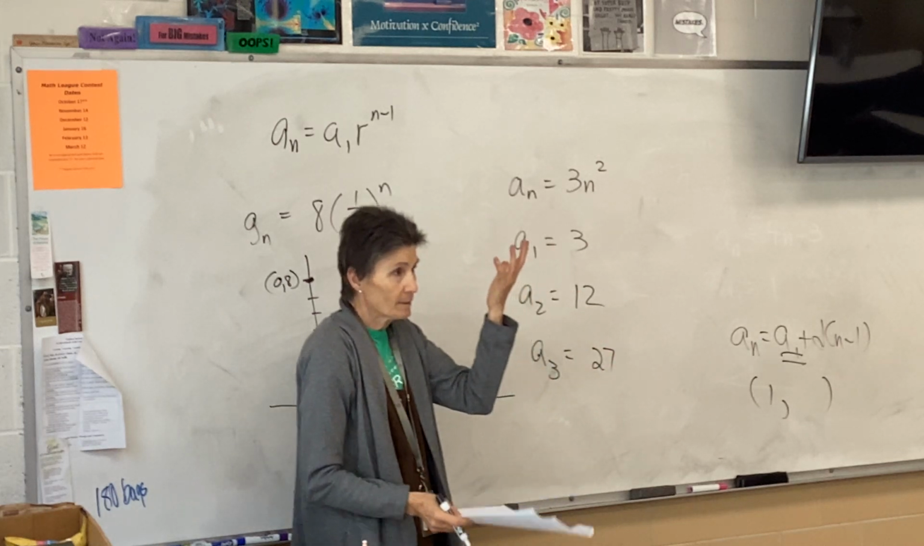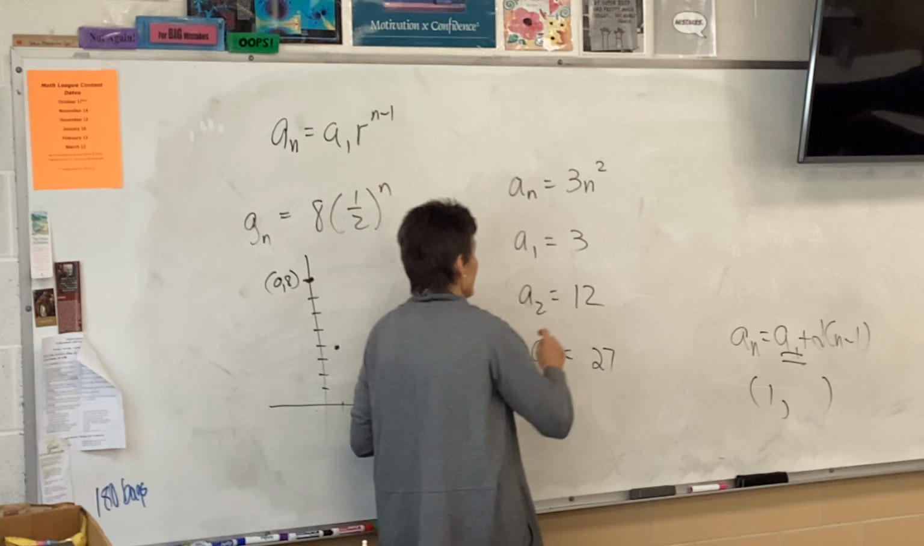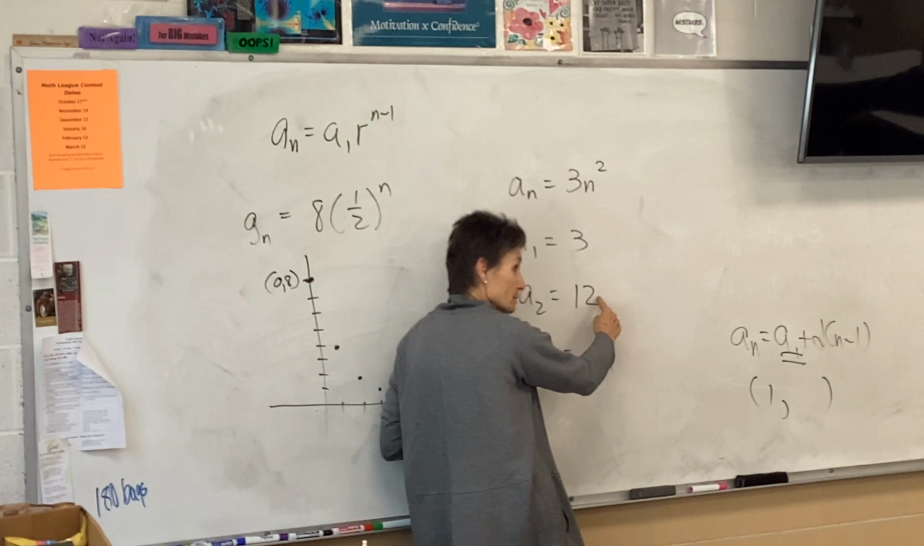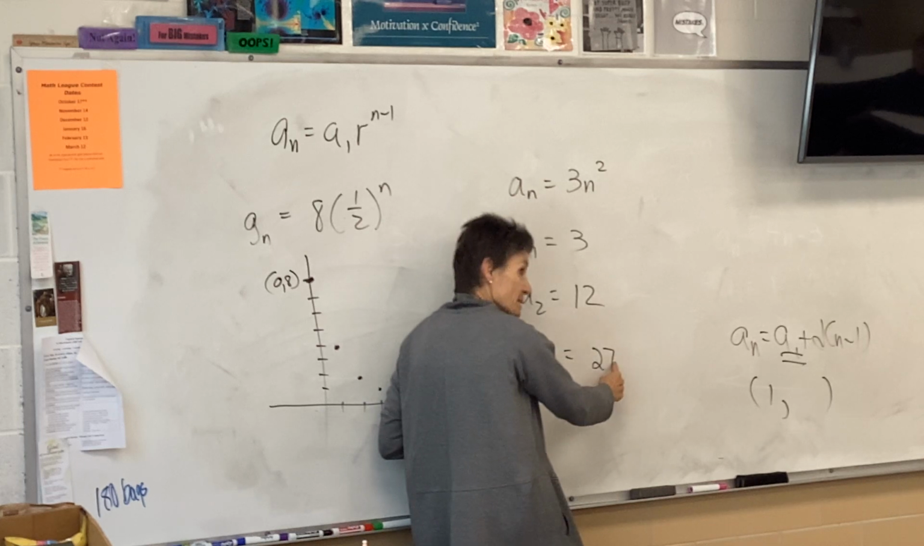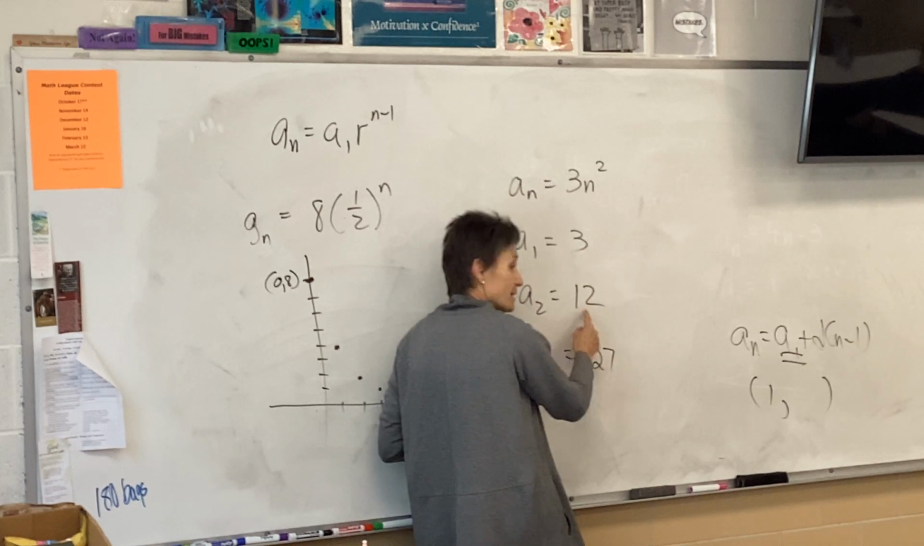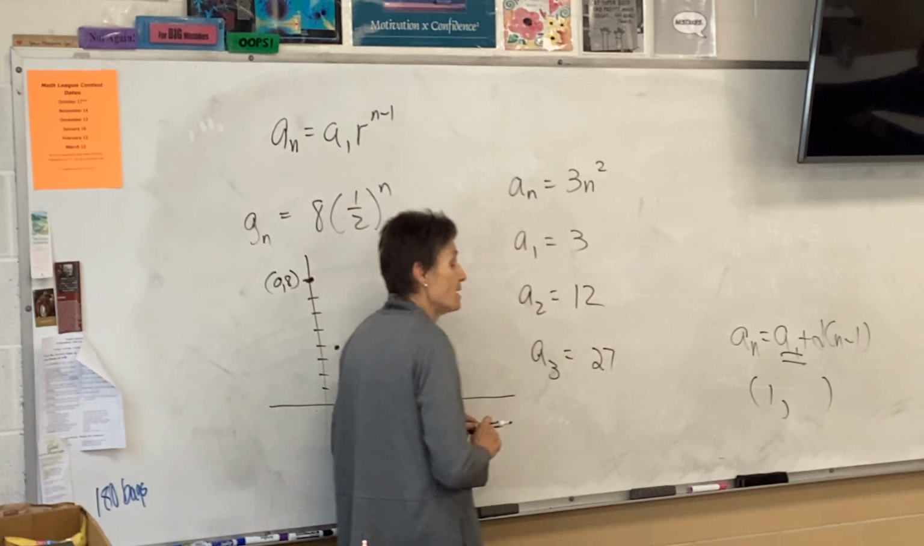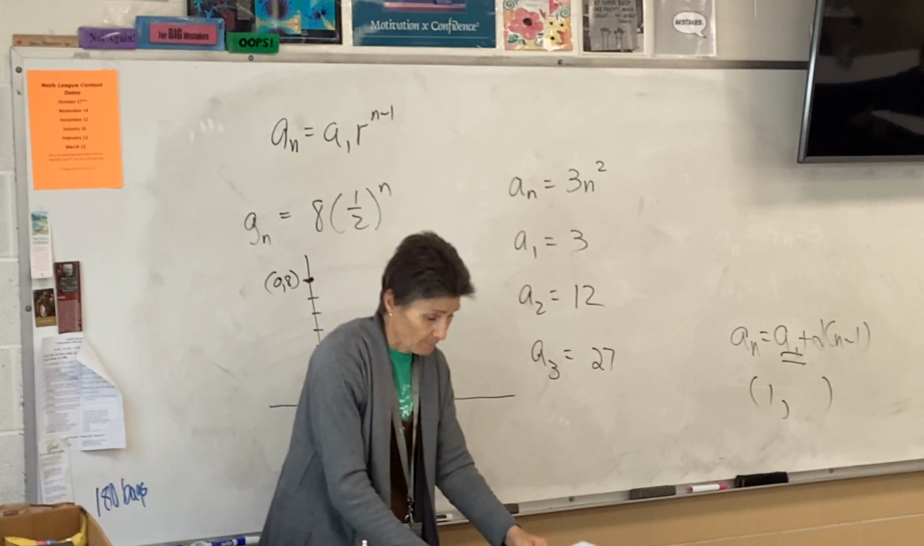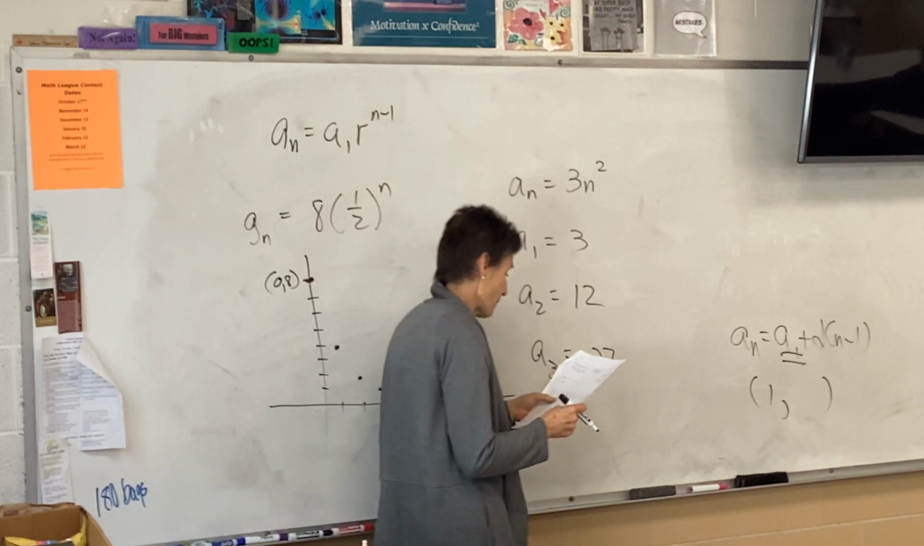Now, that's enough to answer the question. Would you agree? Because if it's geometric, whatever I times here, 4, is what I would have to times here. Geometric means the ratio is the same. And 12 over 3 is not the same as 27 over 12. That is not geometric. All right, what about the next one?